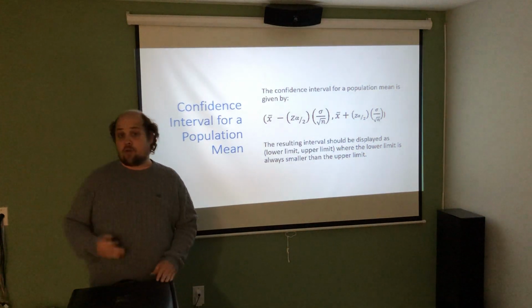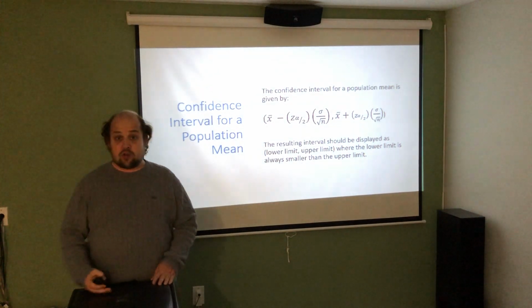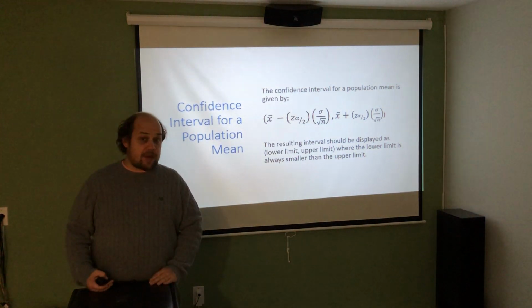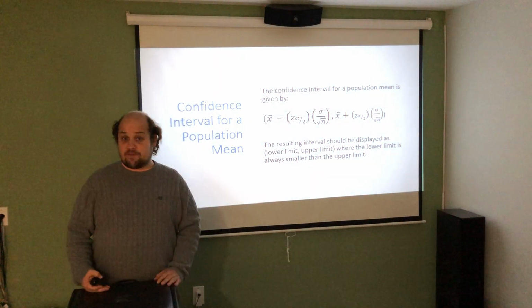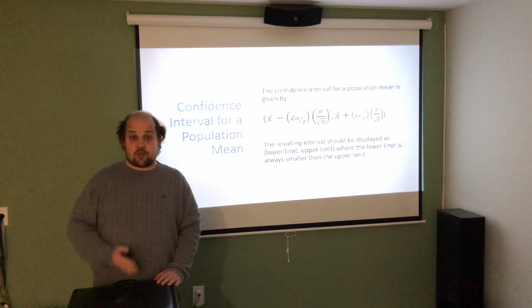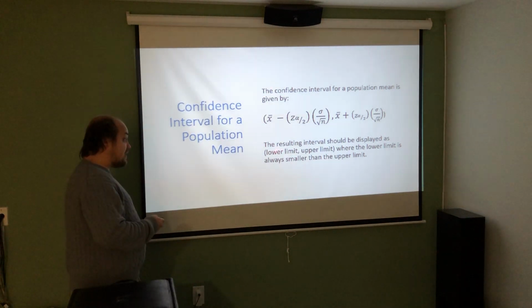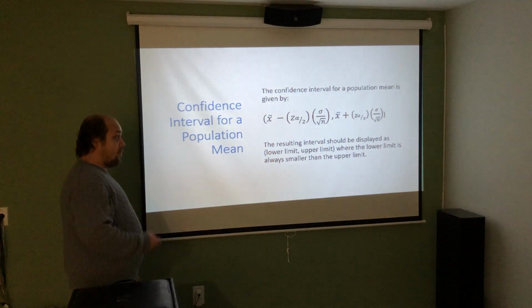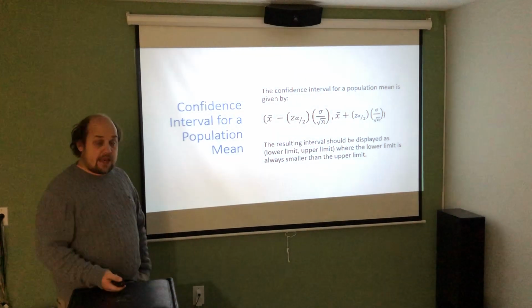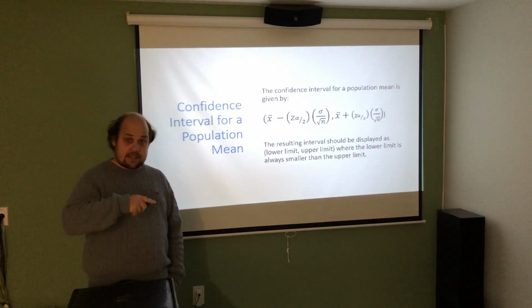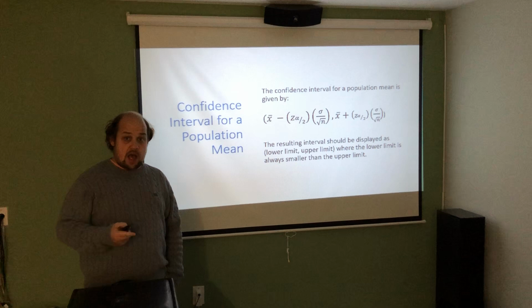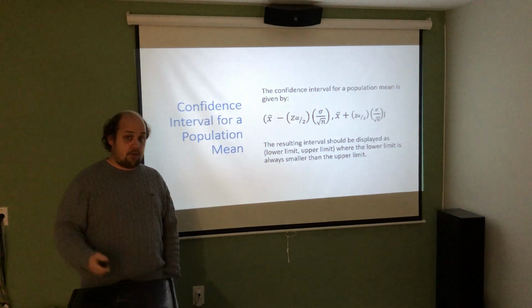That would say that we're 90% sure the true average amount that I spend on a meal for my family at Chick-fil-A is somewhere between $25 and $39. Always the smaller number has to come first, the larger number has to come second. So that interval would be displayed as parentheses 25, comma, 39, and parentheses.